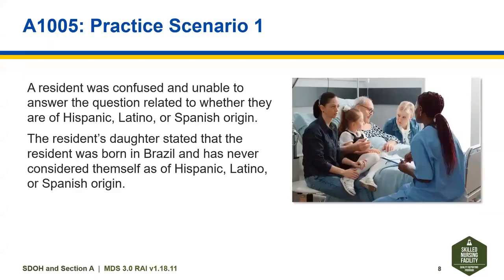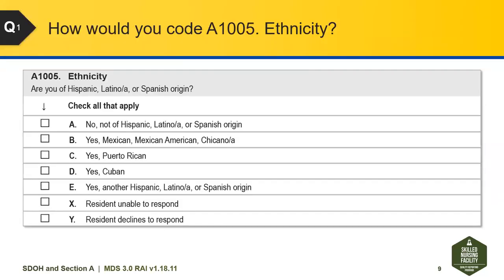So here's our first coding scenario. A resident was confused and unable to answer the question related to whether they are of Hispanic, Latino, Latina, or Spanish origin. The resident's daughter stated that the resident was born in Brazil and has never considered themselves as Hispanic, Latino, Latina, or Spanish origin. So based on the scenario and the response choices available, how would you code A1005 ethnicity?